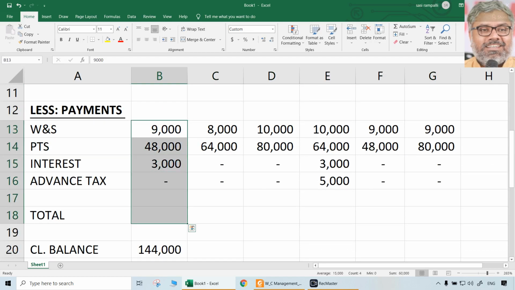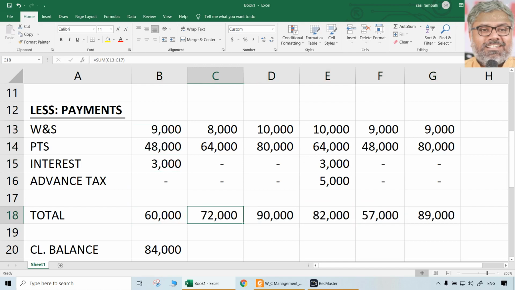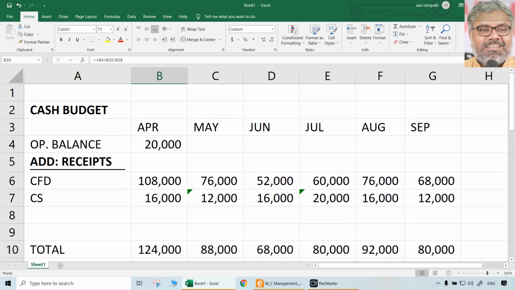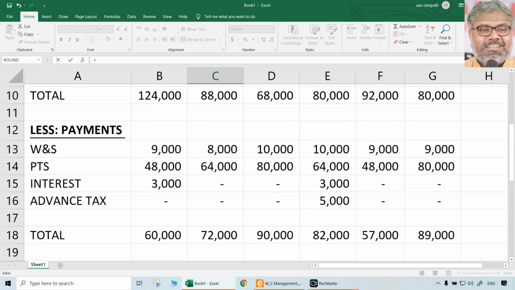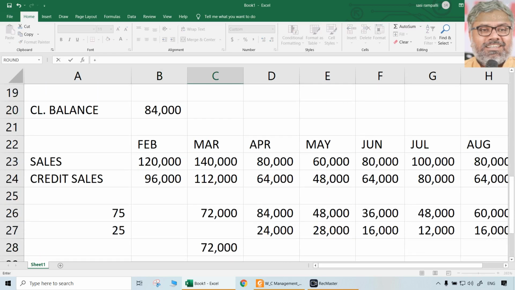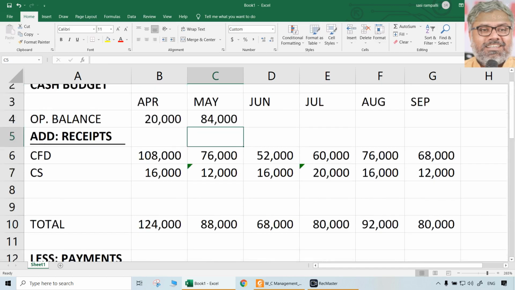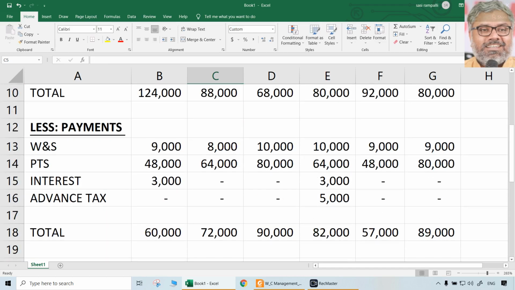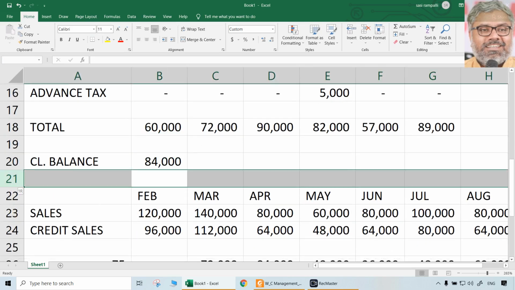Total of payments is this. Then the closing balance is 84,000 for the month of April. Like that, for the first month you have to calculate. Then what happens? The closing balance of April will become the opening balance for May, naturally, right? Then what will be the closing balance there?